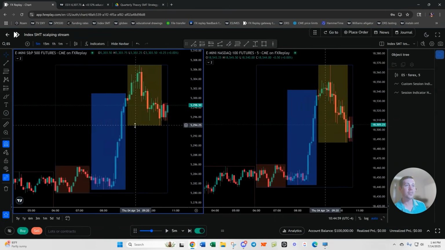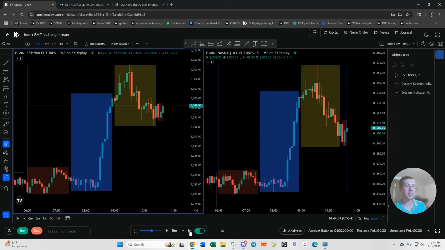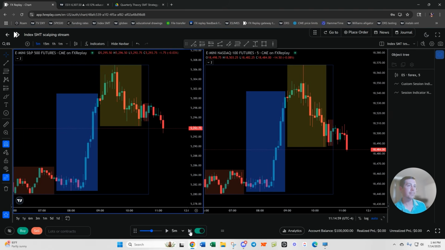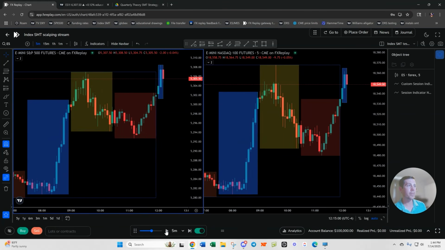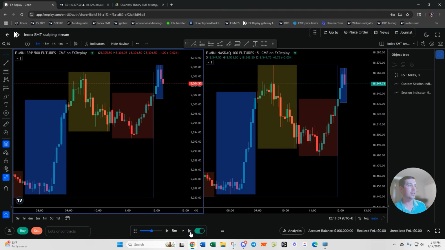So coming into this, I'm looking for longs. We haven't quite swept the low on either of these yet. All right, both of them took the low. So wait for the next 90 minutes. We now have some potential bearish SMT. ES took this high, NQ did not. I've been testing this a lot, so I can see these pretty quickly. Your eyes will get trained a little bit over time.